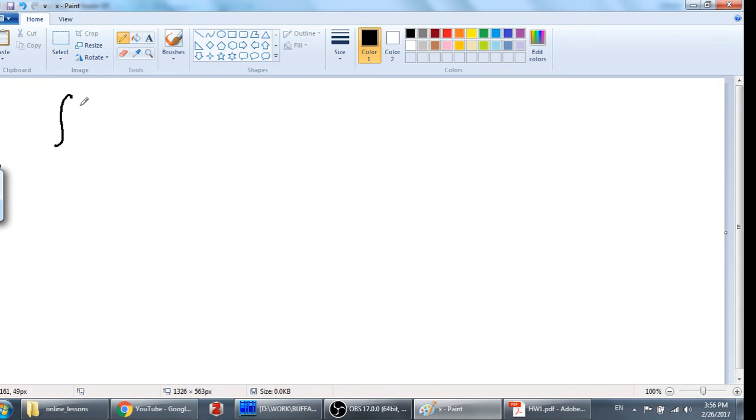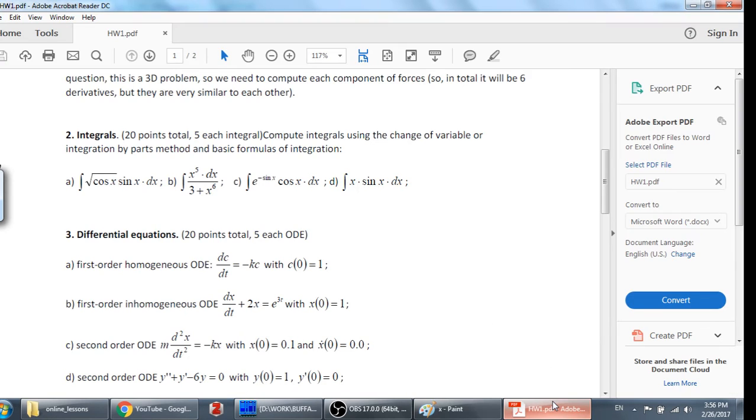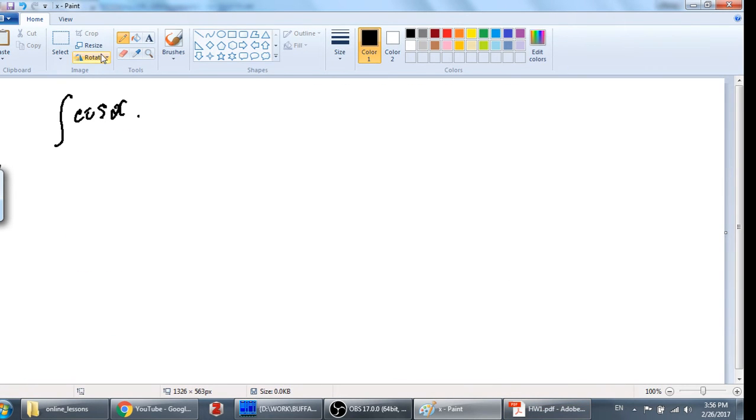So the first one we get is something like square root of cosine x times sine of x dx, and we want to compute an integral of that. The key here is to be able to find the so-called full differential, which is basically the inverted formula for the differentiation.